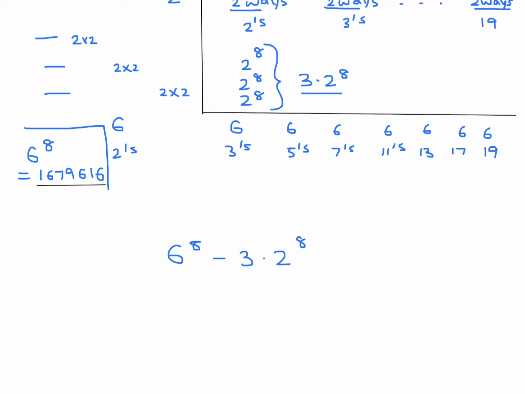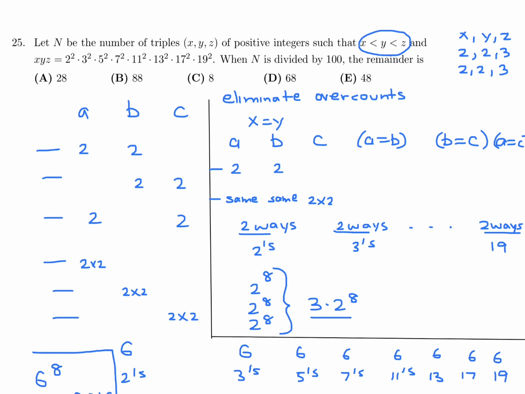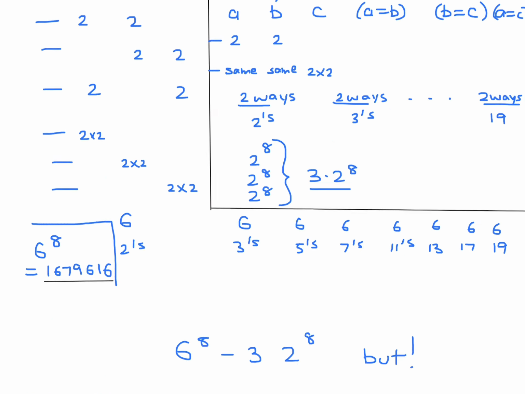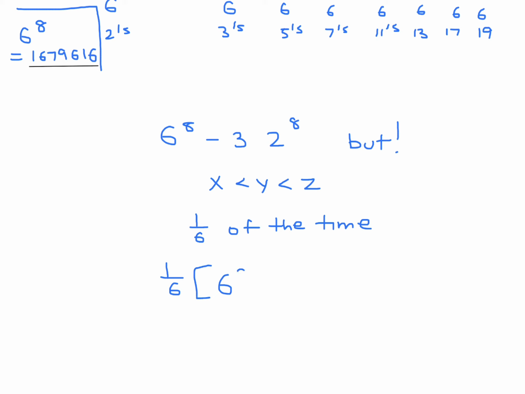Okay, are we done? No, because we are given a very specific condition, which I hope you don't miss, which is that x has to be less than y, which has to be less than z. And that condition has to be utilized to modify this. This happens 1/6 of the time. Of all the triples, 1/6 of them will satisfy this inequality. So then you have to take this and multiply it by 1/6. So 6 to the power of 8 minus 3 times 2 to the power of 8, times 1/6, would give you the correct answer.